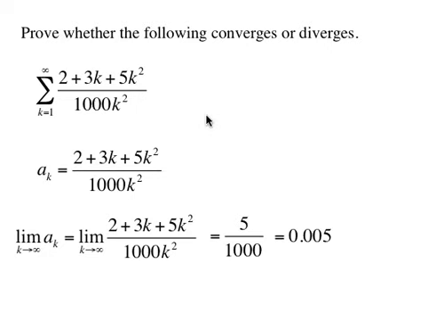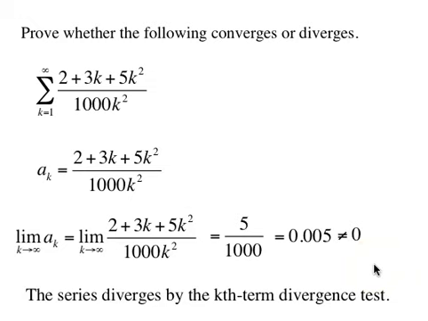Remember, that's our notion for the divergence test: if the sequence converges to a non-zero number, or if the sequence diverges, then the series has to diverge. So the sequence converges to a non-zero number. The series diverges by the kth term divergence test.